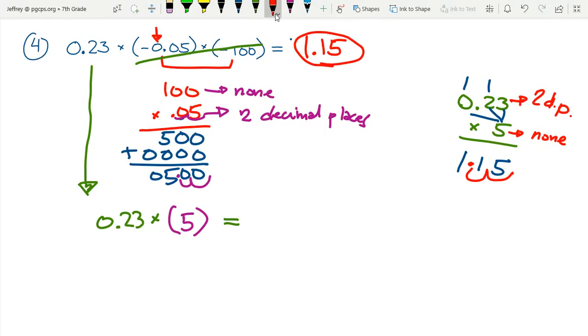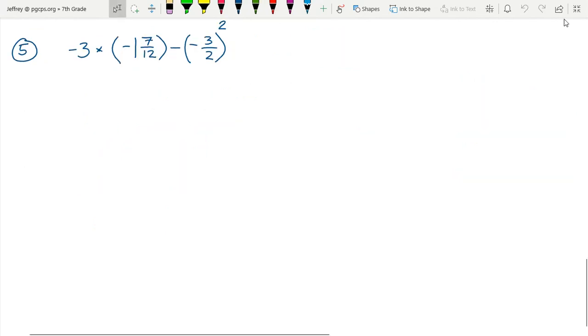Now let's try to do number 5. So for number 5, you notice that we have an exponent on the third number, right? Now, this is what we're going to do. Let's apply the order of operations.